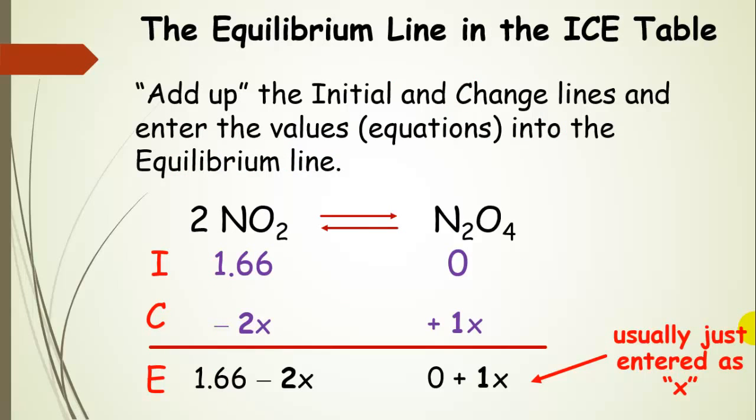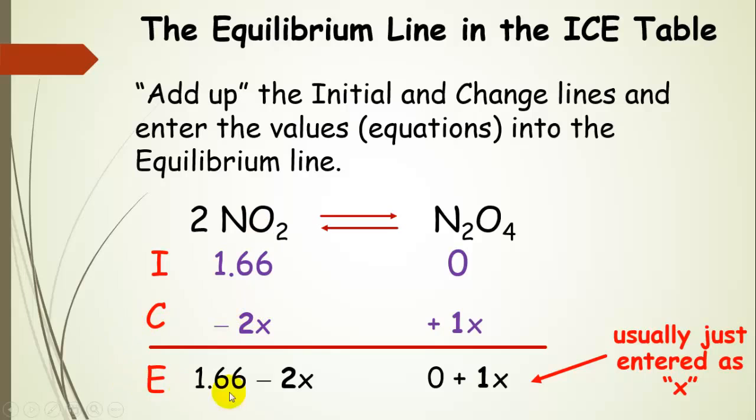So now, after we have the change, and as I mentioned, it's really easy when one of the reactants or products is 0 initially, because it has to go in that direction. So that means you're going to add some. We're going to make some of it. So that's why it says plus 1x. And we're going to use up minus 2x worth of nitrogen dioxide.